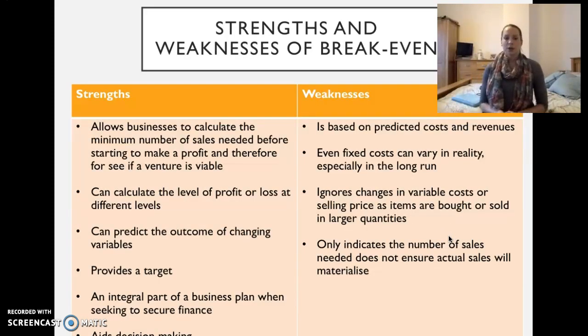Now, I just want to close by giving you a couple of strengths and weaknesses of break-even, just to really cement our knowledge. A break-even will allow your business to calculate the minimum number of sales needed. It can calculate the level of profit or loss at different levels, and it will, as I say, provide you with a target. As I've said throughout both part 1 and part 2, it is based on predicted costs and revenue. And as we know from the previous slide, variable costs and fixed costs can change. It also only indicates the number of sales needed, so it does not ensure actual sales will materialise. So again, remember, it is only a predictive tool.